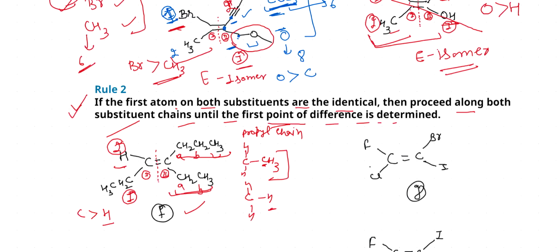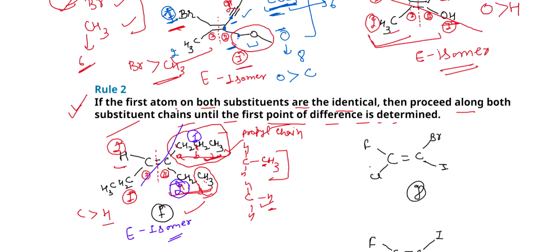A and A both are same, but the difference is in the B carbon. B carbon is linked to one more methyl in the propyl chain, and in this, the B carbon is linked to hydrogen. So this group is given more priority. Clear? So this is your first priority, and this is your second priority. So in this case also, both the priority groups are present on the opposite side, and it is also named as E isomer. Clear? Okay.